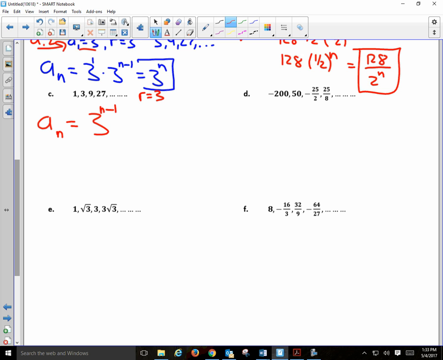What's the ratio here? Negative 1/4. So a sub n is negative 200 times negative 1/4 to the n minus 1.